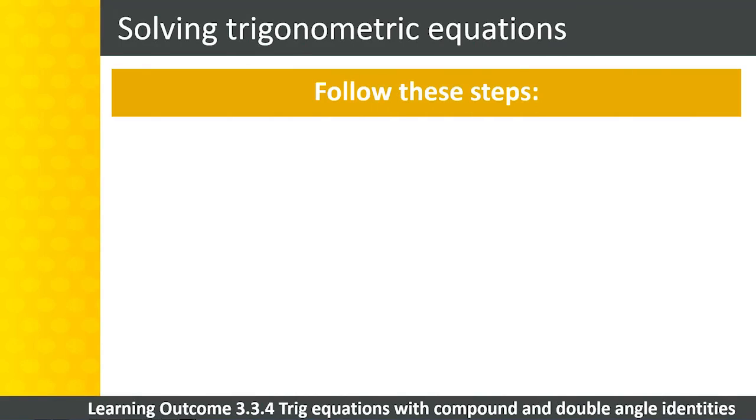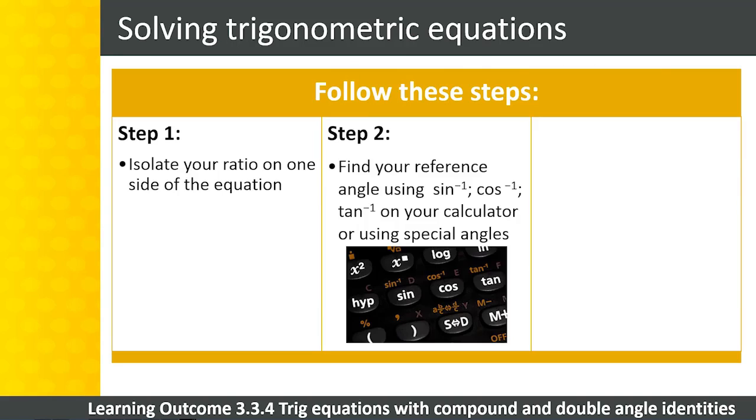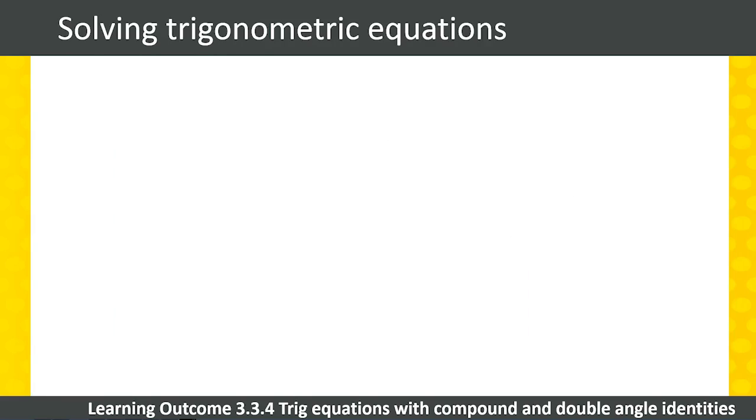To recap those steps. First, isolate your ratio on one side of the equation. Second, find your reference angle using the arc sine, arc cos, or arc tan function on your calculator, or by using special angles. Lastly, use your cast diagram to find your solutions. Let's take a look at a simple example as an illustration of these steps.